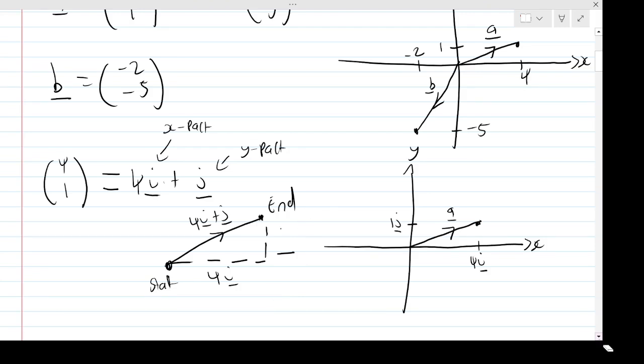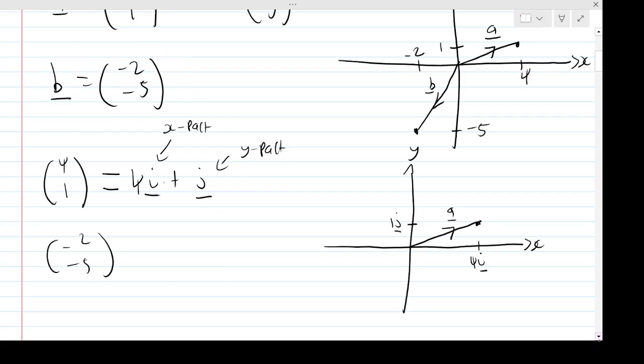As another example then, let's take this example B. We said that B was -2, -5. So in ij form, it's going to be -2i -5j. If you were to draw that on this sort of grid, it'd be exactly the same as the last example. So -2 would be there on the x-axis, but it'd be -2i, and -5j would be there.